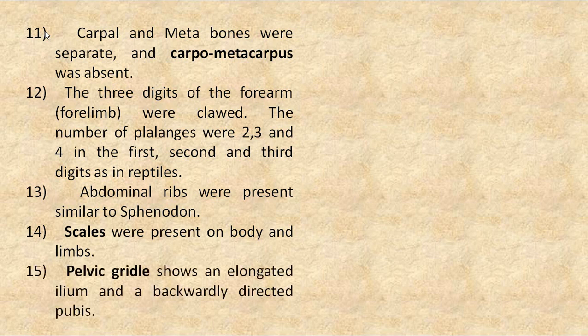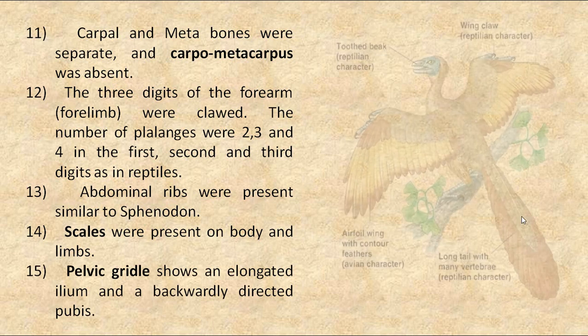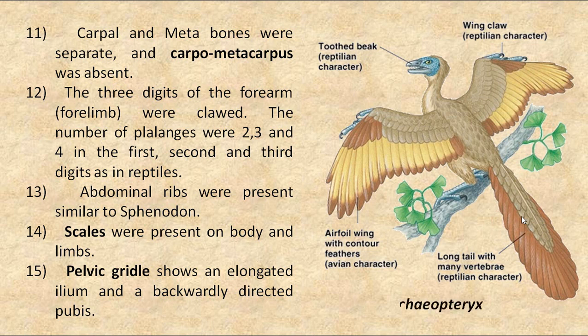Pelvic girdle shows an elongated ilium and a backwardly directed pubis. Now this is a figure of Archaeopteryx, which more or less looks like a bird, but as we discussed, the reptilian characters like a beak having homodont teeth, clawed wing, and a long tail with many vertebrae.